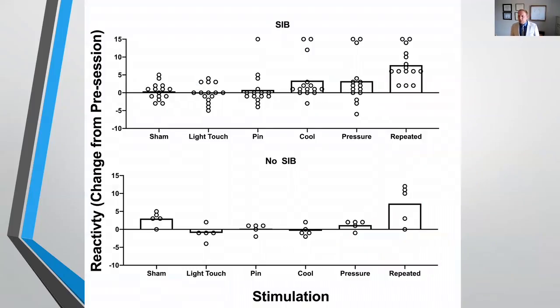So here are the results across individuals who did and did not engage in self-injurious behavior. It looks like there are some slight differences across these groups. If you look at the cool and the deep pressure, it looks like those individuals with self-injurious behavior are more reactive to those stimuli. And these data were actually scored by Frank's group. We ran the procedure, and then Frank's group scored those videos.